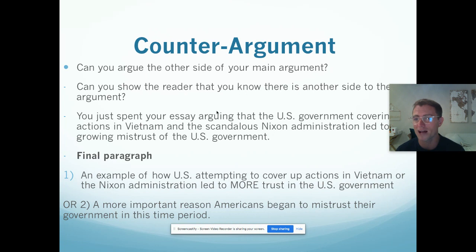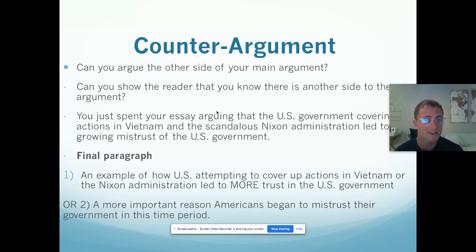This one was very black and white, and I actually found this one kind of tricky to do a counter argument for because it says I need to show the other side of the argument, but this argument was very, very black and white. I mean, I just spent my whole essay arguing that the U.S. government covered up actions in Vietnam and the scandalous Nixon administration led to a growing mistrust of the U.S. government. I mean, that's pretty black and white. There's not much of a counter argument to that.